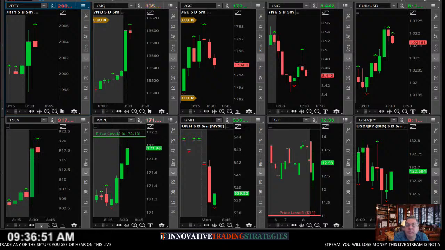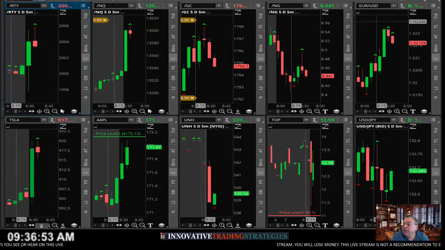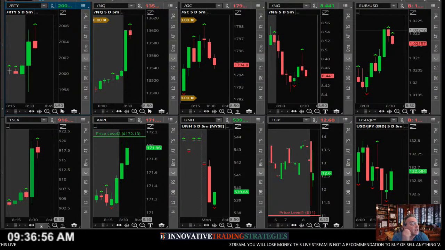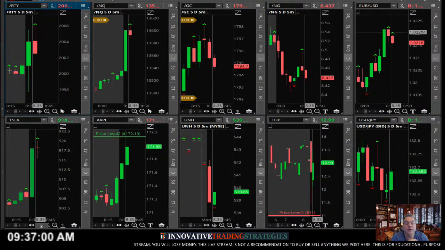Possible double buy coming up on your euro over here. You get those double green carrots like that. Once again, that's usually a really good setup pattern. So we do have that buy coming up on Euro US.